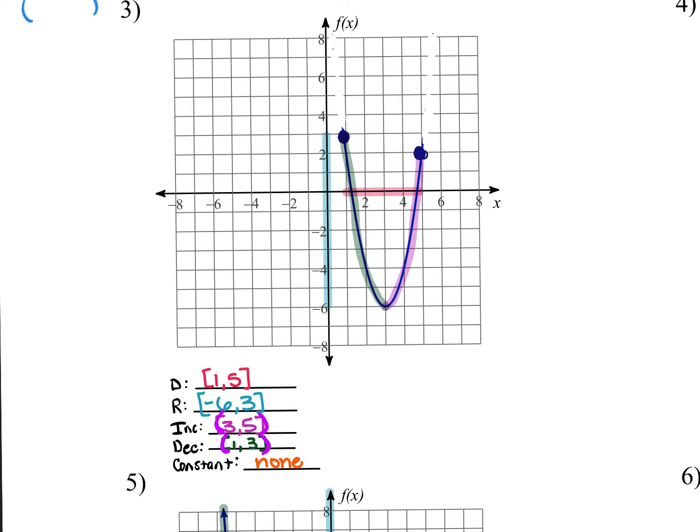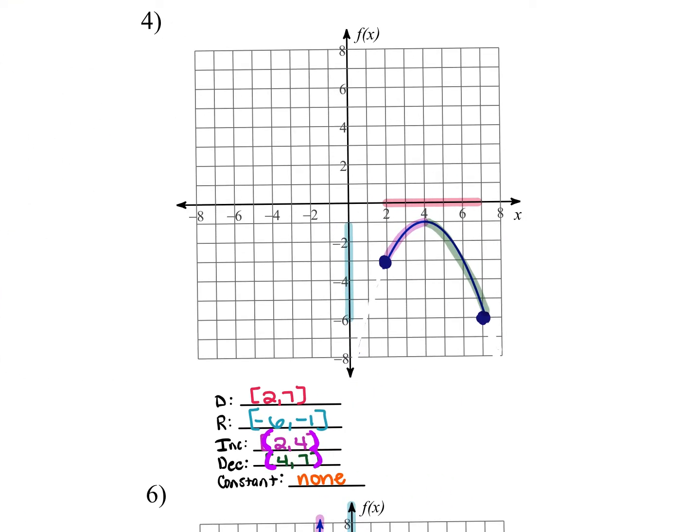But if we look over here, again, same thing. I have a specific starting and stopping point. So I have brackets on my domain and my range. My intervals of increase and decrease and constant are read upon the x-axis. From where to where on the x-axis is this increasing? From 2 to 4. Where is it decreasing? From 4 to 7. We always read from left to right. Does that make sense? Okay.